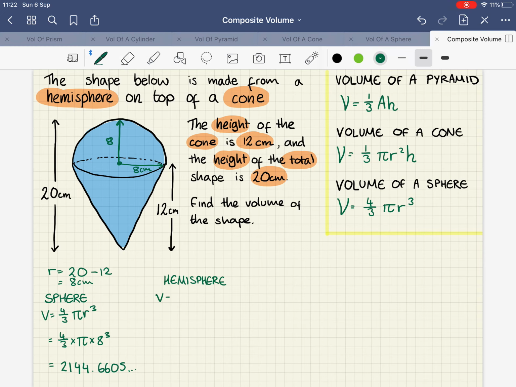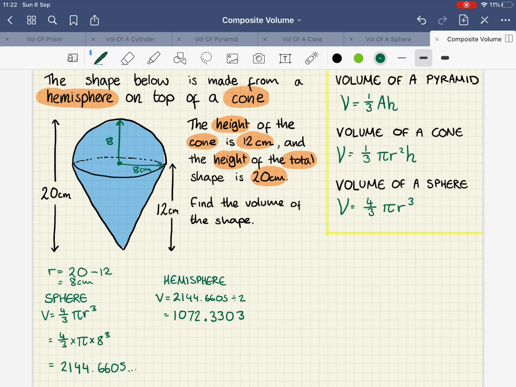And so for my hemisphere, remember I just halve it. So I take that number and I just divide it by 2. That gives me an answer of 1,072.330. I'm just going to round that up to 3 there.